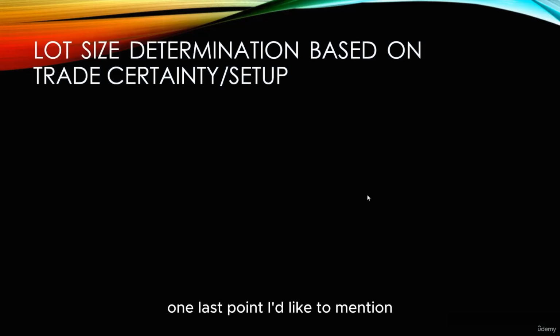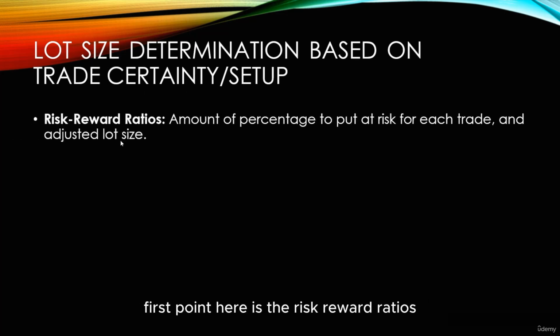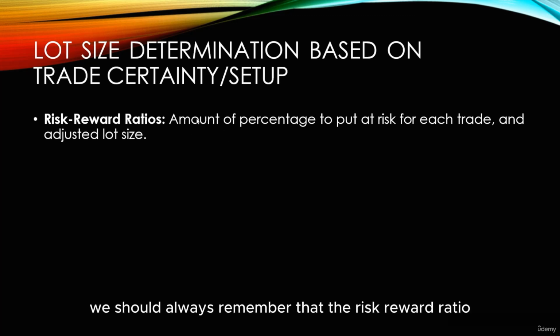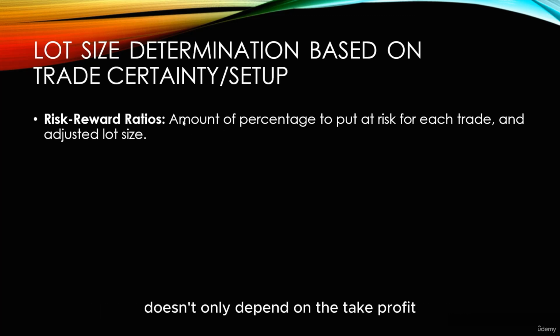One last point I'd like to mention is the lot size determination based on the trade certainty and the setup. The first point here is the risk-reward ratios. We should always remember that the risk-reward ratio doesn't only depend on the take profit and the stop loss distances. It also depends on the percentage that you're putting at risk for each trade. So how much money are you putting at stake? And this is also adjusted using the lot size.